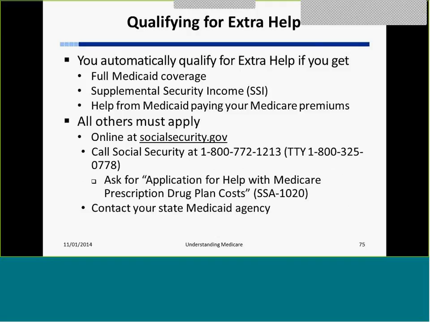Absolutely. So for extra help, some people automatically qualify. If they apply for Medicaid and they get Medicaid coverage, whether it's SLMB, meaning Medicaid is paying their Part B premium, or they get full benefits, they are automatically enrolled in the extra help program. That's why I get calls from agents. These people are on a Part D plan, and the book says they should be paying $6 for their generic drugs, but they're telling me they're only paying $1.15.